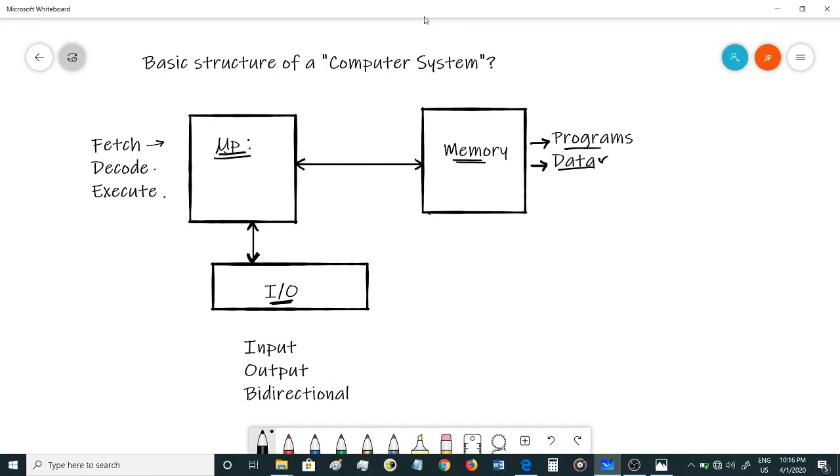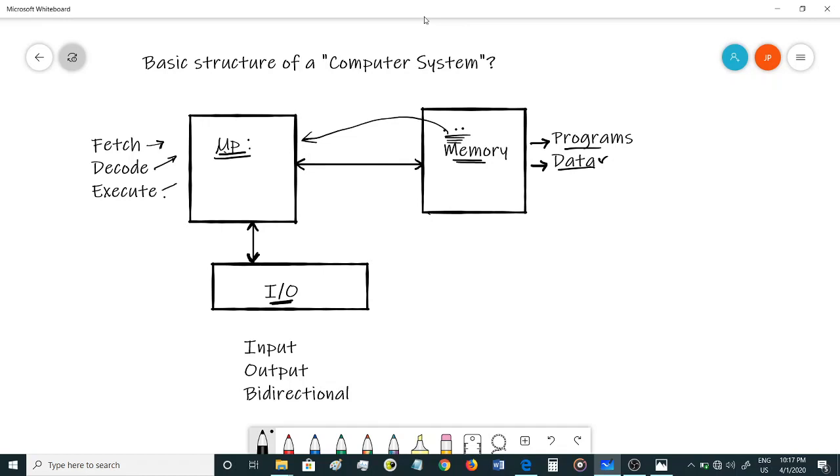Right? Now, fetching the instruction. Where does it fetch the instructions from? Definitely the instructions are stored inside your memory. Now, whatever instructions you have stored inside your memory should be fetched into the processor one by one in a sequential manner. And once it has fetched the instructions, it will decode them. It tries to understand these instructions, and it will execute them.